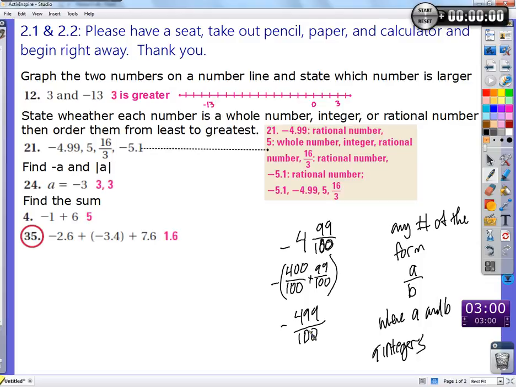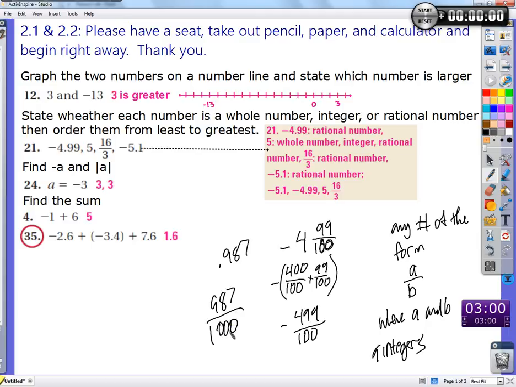We could do that with any decimal that, what? What enabled us to do that so easily with that decimal? What if it went on forever and ever and ever? Would that have been so easy? No. So if it ends, for sure that'll be easy. You just write that number over whatever position the last number's in. This was in the hundredths position, so 99 over 100. This guy right here, for example, would be 987 over what? 1,000. 1,000, because this is in the thousandth position.